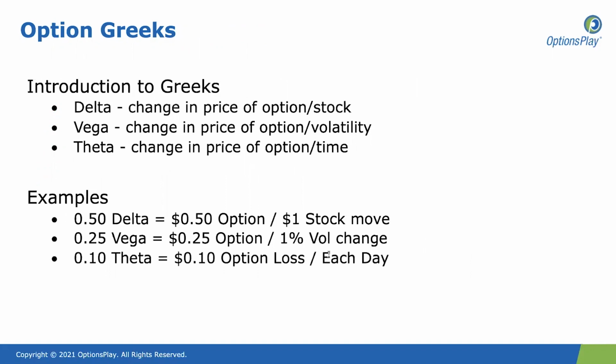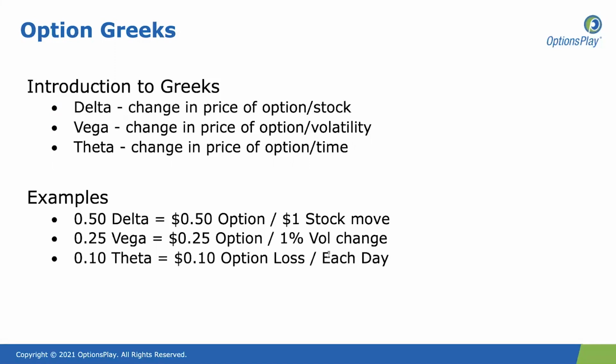So let's talk a little bit about these, because up till now, we've talked about the move in the underlying stock, volatility crush, and time decay, but only in conceptual terms. Let's put some numbers around it. Every single option that you trade has terms that we call the Greeks. And if you find the Greeks difficult to understand, you're not alone. But the Greeks are very important in telling you how sensitive the option you're buying or selling is to different things.